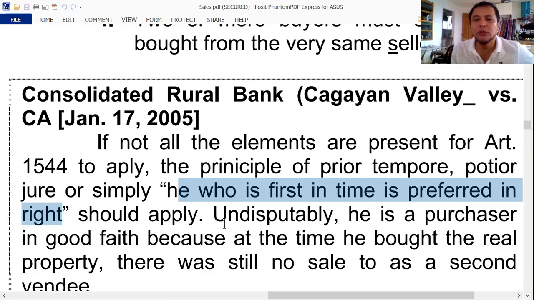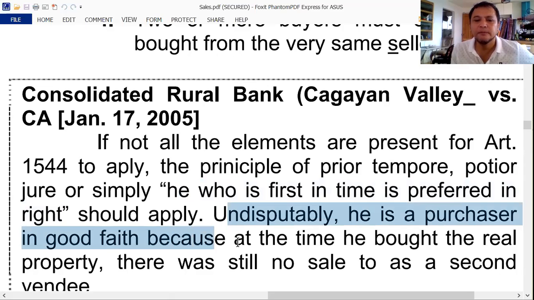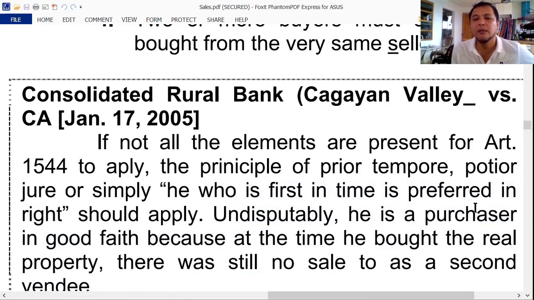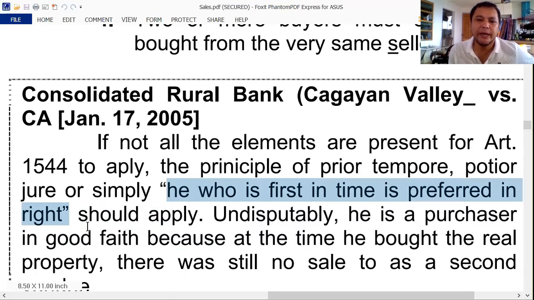So undisputedly, he is a purchaser in good faith. He bought the real property first, and there was still no sale as to the second vendee. So he's the first buyer, and he should be given the priority in right according to the rule. If all the requisites of 1544 are not present, then we apply this rule: first in time has priority in right.